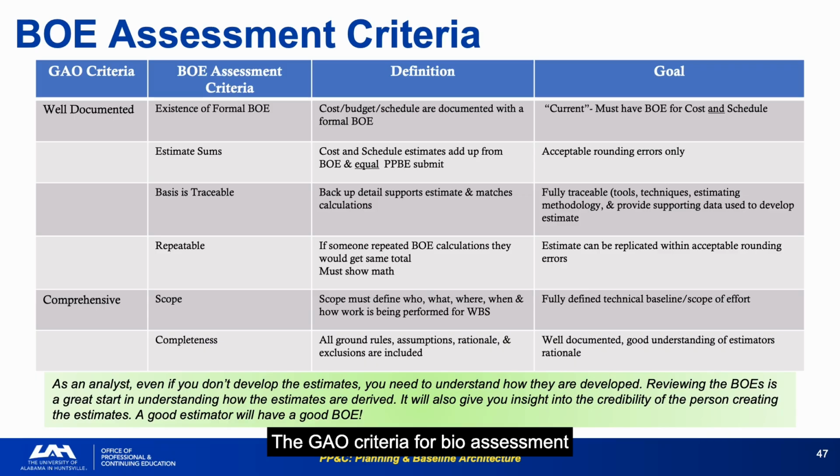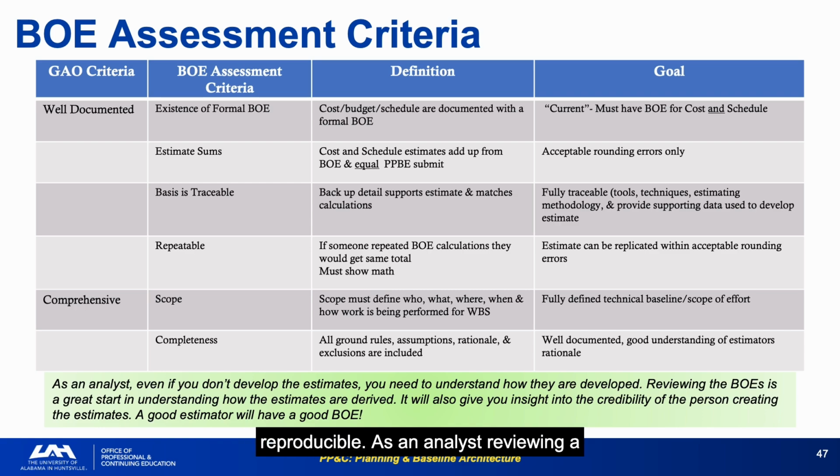The GAO criteria for BOE assessment: well-documented, comprehensive, accurate, credible, and traceable, define the minimum quality standard that program offices and review boards apply when evaluating estimates. Repeatable is the criterion that separates a real estimate from a number. If someone else runs the same calculation and gets a different total, the estimate is not credible. Show your math, document your tools, and make the calculation reproducible.